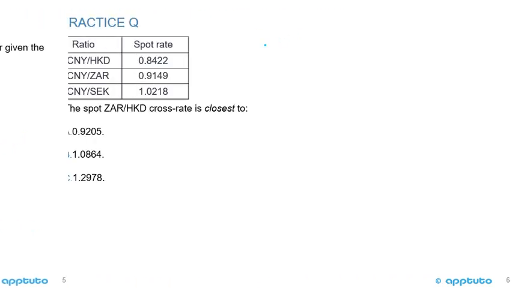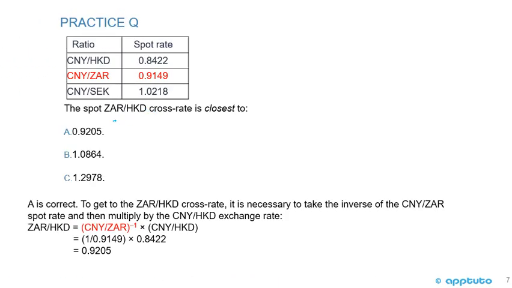Okay, so we're going to do a practice question here. You're given three spot rates: CNY to Hong Kong dollar 0.8422, CNY to ZAR 0.9149, and CNY to SEK 1.0218. So they're asking for the spot rate on ZAR to Hong Kong dollar is closest to what? A, 0.9205, B, 1.0864, or C, 1.2978.